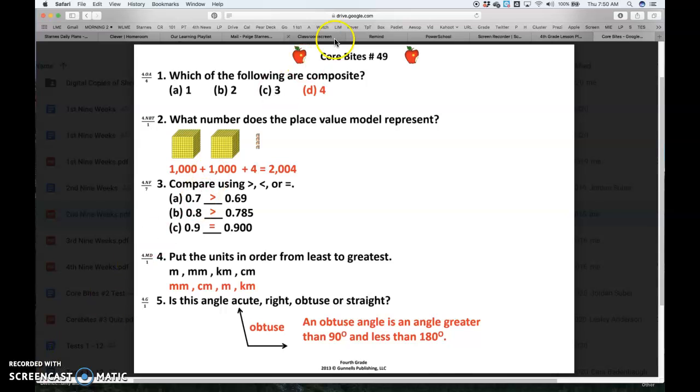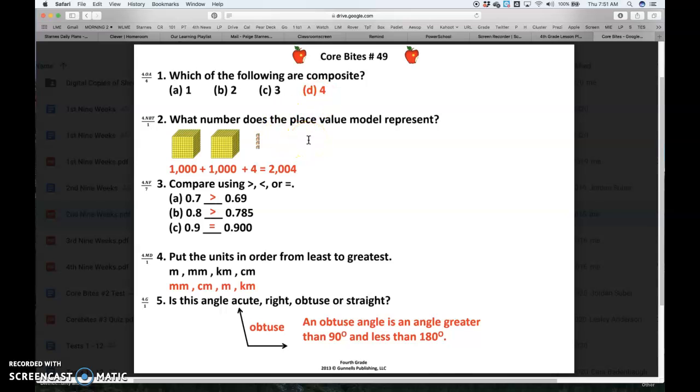So the first one says, which of the following are composite numbers? Composite is the opposite of a prime number. A prime number would only have the factors of 1 and itself, and that's the only thing you could multiply to get it. So 1 times 1 is 1. That's all you can do. 1 times 2 is 2. That's all we can do. 1 times 3 is 3. Those are the only numbers you can use to get those numbers. But with 4, you could do 1 times 4, and you could also multiply 2 times 2. So because it has more than just 1 and itself, that makes it a composite number.